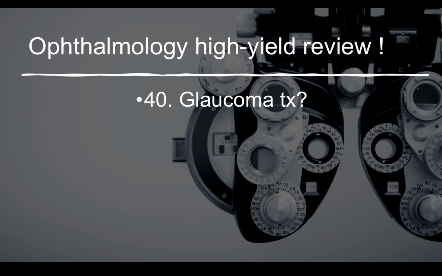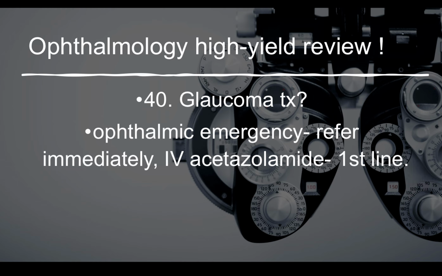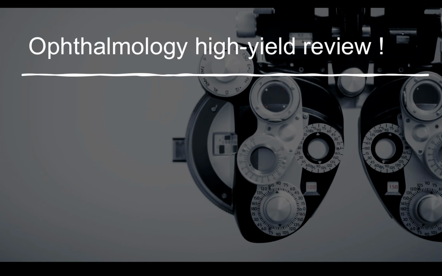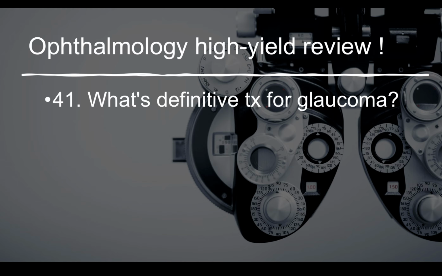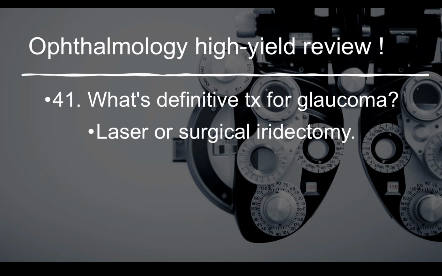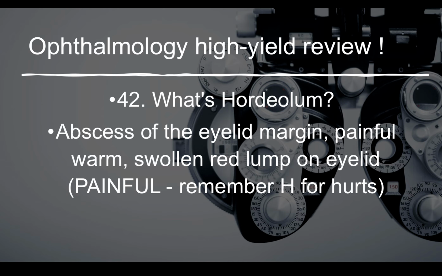How do we treat glaucoma? It is treated with ophthalmic emergency, refer immediately, and is treated with IV acetazolamide as a first-line treatment. IV acetazolamide treats glaucoma, ophthalmic emergency. What's definitive treatment for glaucoma? Well, that would be the LASIK or surgical iridectomy.